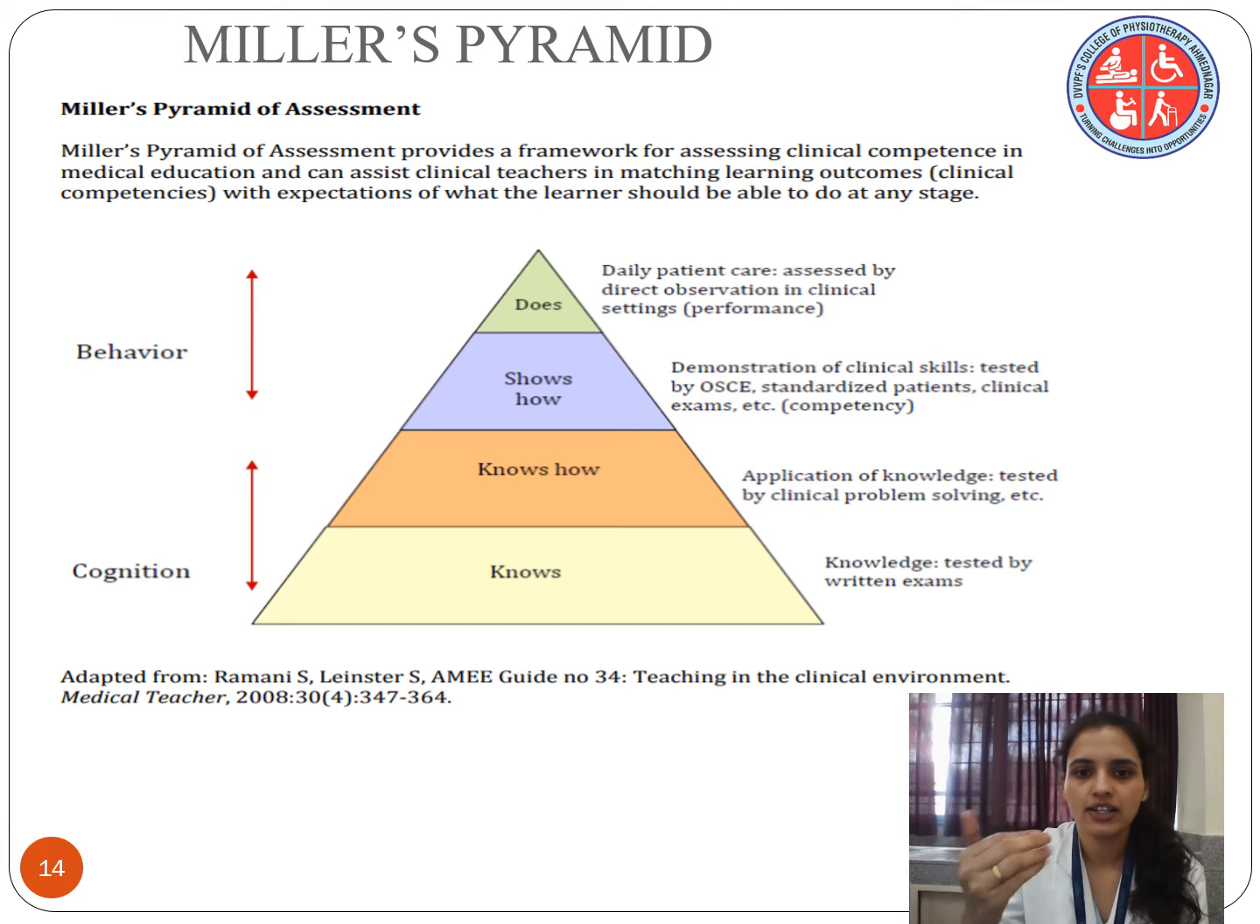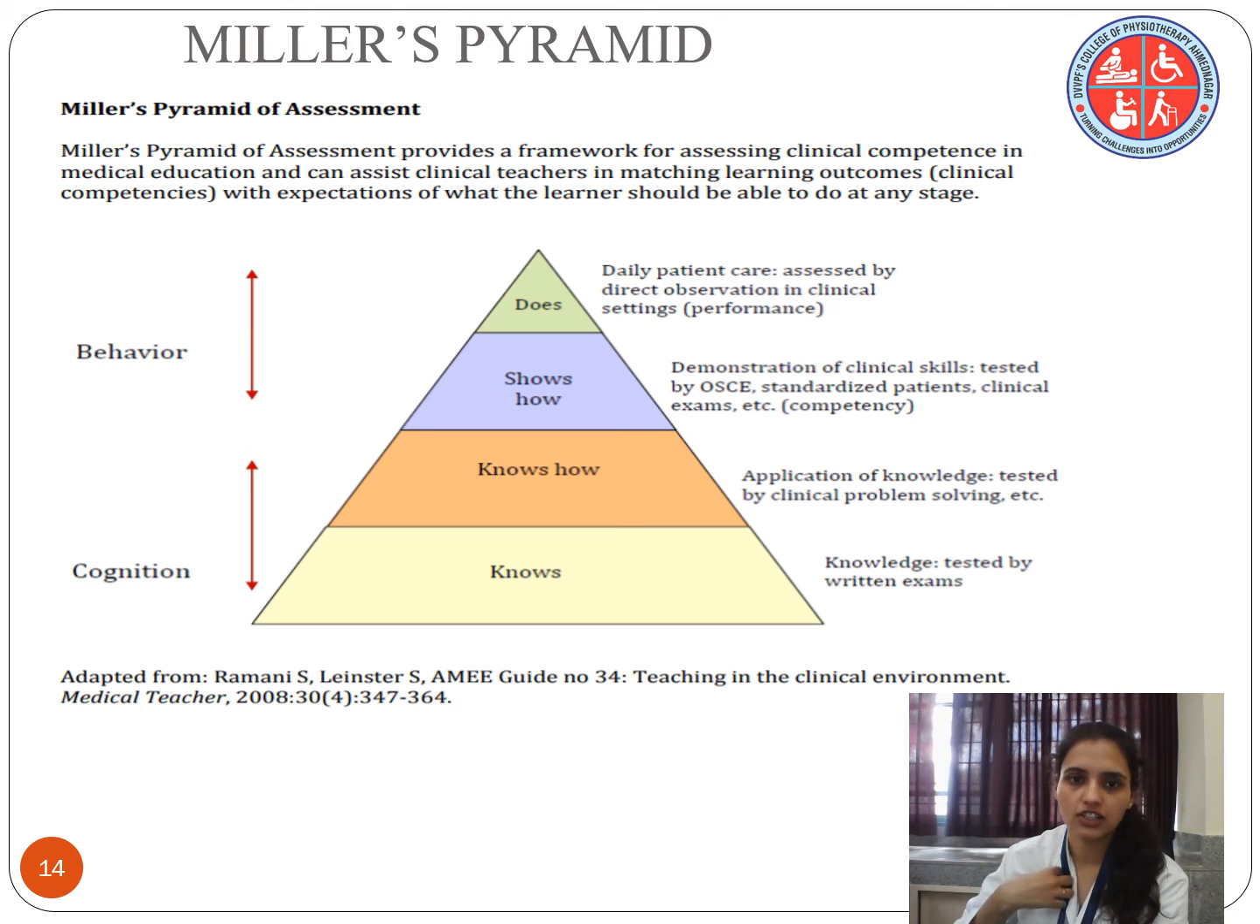Then second is knows how, like how the knowledge we have taken should be applied. So application of knowledge is tested by clinical problem solving or doing practicals directly. So it is application of knowledge. Then third stage is shows how, like demonstration of the clinical skills. If we have learned about the manual handling method, then how we can demonstrate it on the patient. It is shows how, or the third stage.